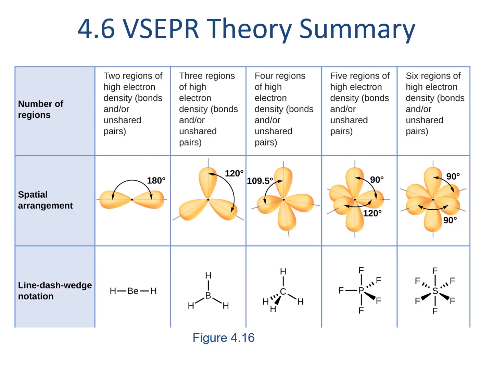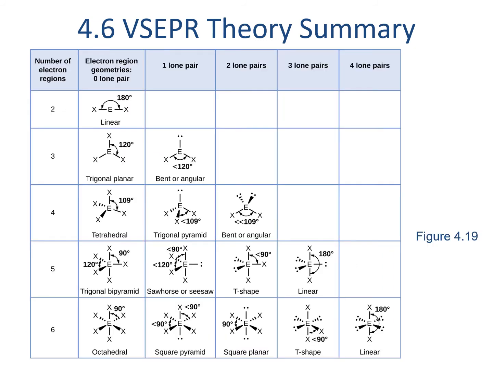For a quick summary of all of the different geometries and how they're drawn, figure 4.16 from your text is really helpful. Similarly, if you want to see how the geometries change with different amounts of lone pairs, figure 4.19 is really useful. Notice that there are shape identifiers for lone pairs on otherwise trigonal bipyramidal or octahedral molecules as well, the 5 and 6 electron region systems.